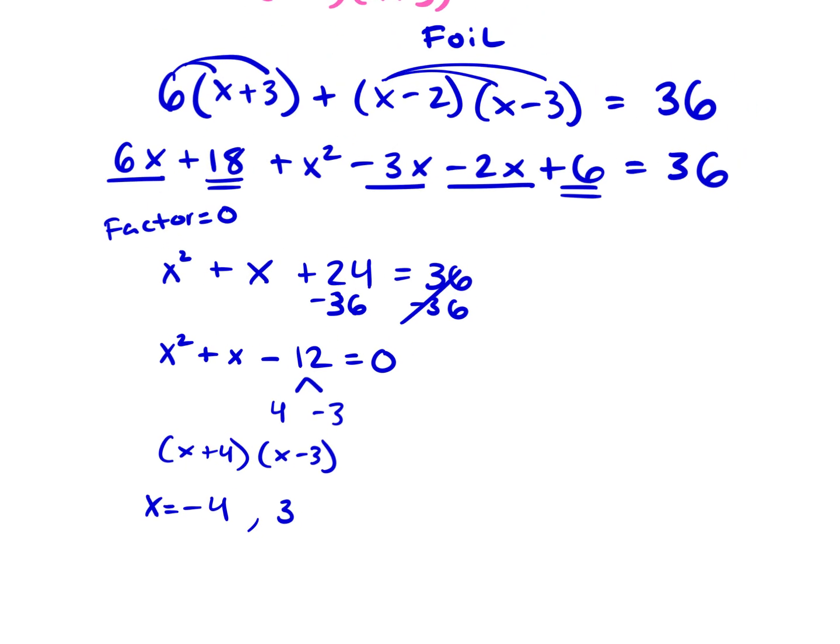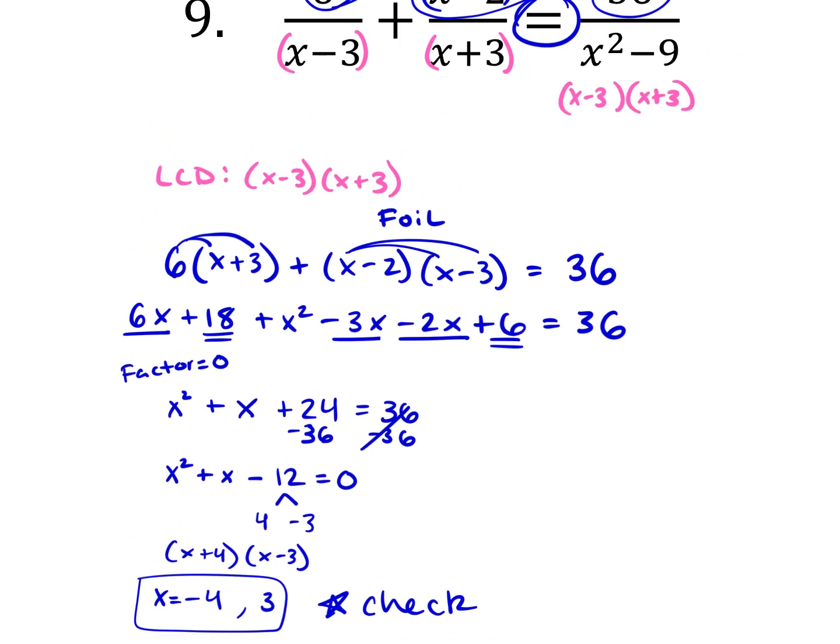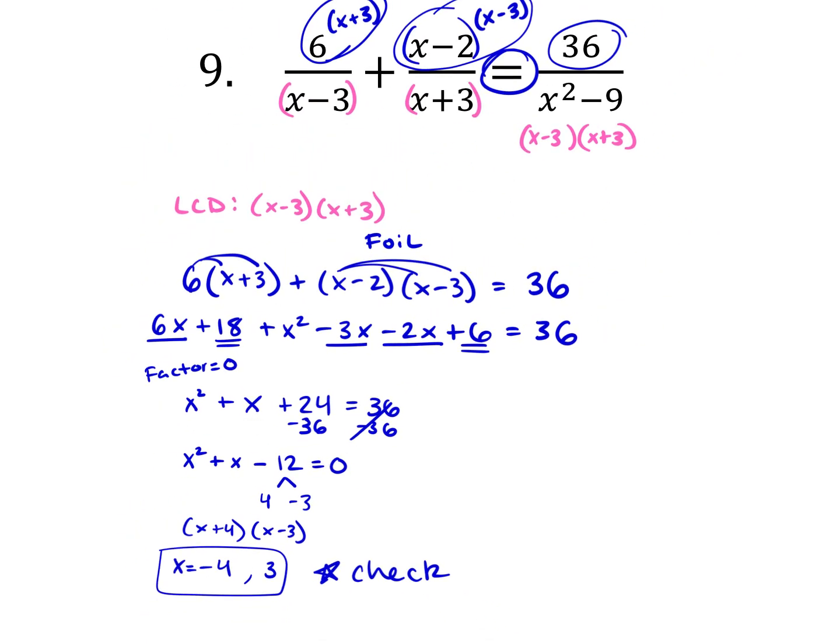So what do we have to do with our answers? We got to check our answers. So let's start by plugging in negative 4. We're plugging it into our denominators. We just want it to not give us 0 in the denominator. So negative 4 minus 3, is that 0? Nope, we're good there. Negative 4 plus 3, is that 0? Negative 4 squared would be 16 minus 9, is that 0? No. So negative 4 works. 3 doesn't? Let's check 3.